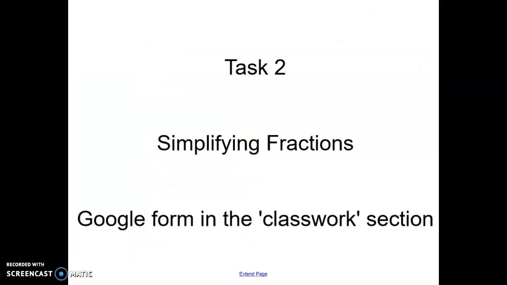So your second and final task this week is called Task 2, Simplifying Fractions. And this is again in the classwork section of Google Classroom. Have a go at the questions. They've got different scores depending on how easy or difficult the simplification is. If it's worth more marks, it's going to be more like an amber or a green question.